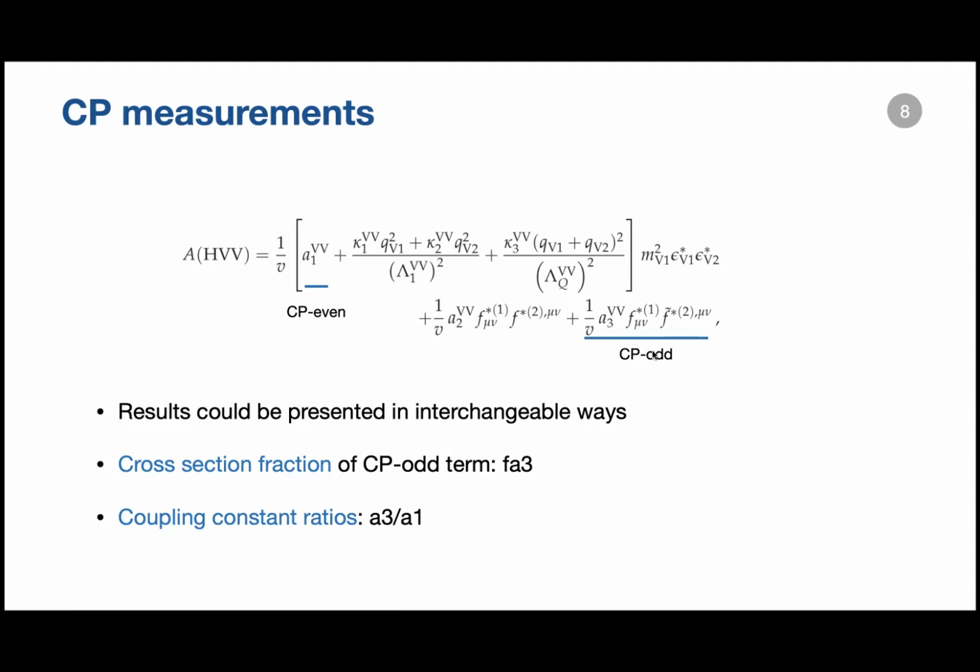And eventually, when you present your result, you could present in whichever way you like. And CMS and ATLAS chose very different ways. CMS gives the cross-section fraction of the CP terms. And ATLAS gives the coupling constant ratios, which is the A3 over A1. So if you think about it, these two ways could be translated to each other. One single line of formula, and then the two results could be translated.